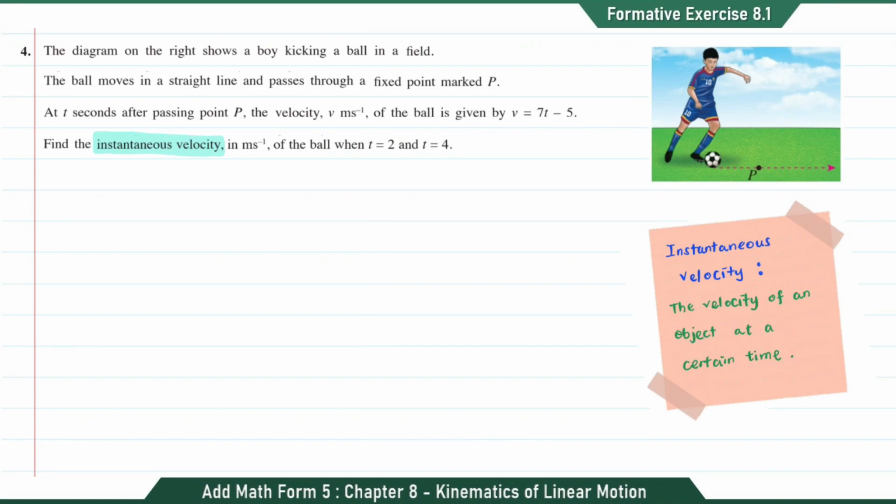To find the instantaneous velocity, we just need to substitute the times given into the velocity function. So when t is equal to 2, then v is equal to 7 times 2 minus 5, which is equal to 9. And when t is equal to 4, v is equal to 7 times 4 minus 5, which is equal to 23.